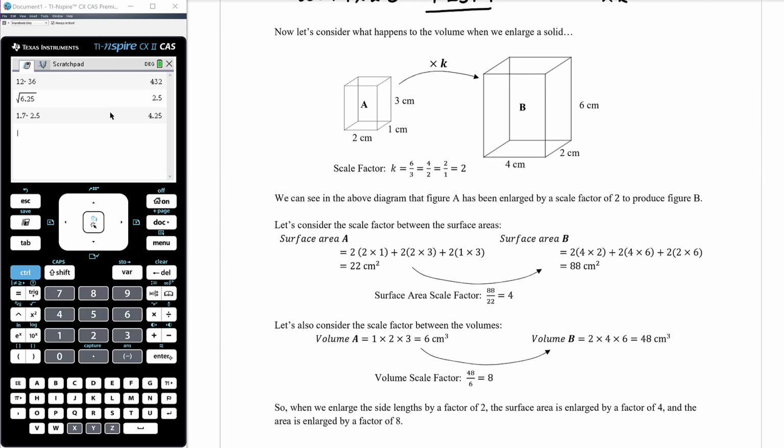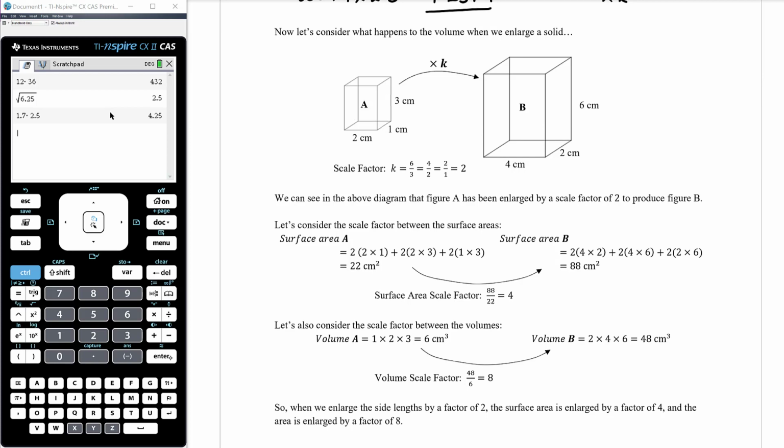So let's consider the scale factor between the surface areas. So surface area is an area measure. We've just talked about the fact that areas are enlarged by a factor of k squared. So the surface area of B should be 4 times bigger than the surface area of A. So let's check that. So surface area of A, we're going to have 2 rectangles that are 2 by 1. So that's this bit here. We're going to have 2 rectangles that are 2 by 3. So that's the one on the front and the back. And then we are going to have further 2 rectangles that are 1 by 3. So that's going to be those 2 rectangles there.